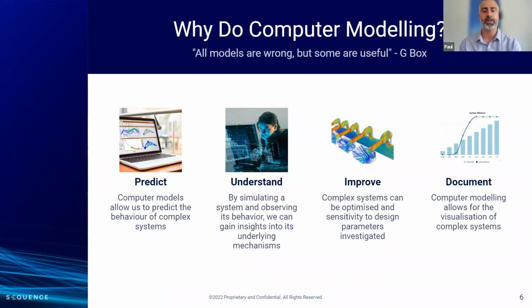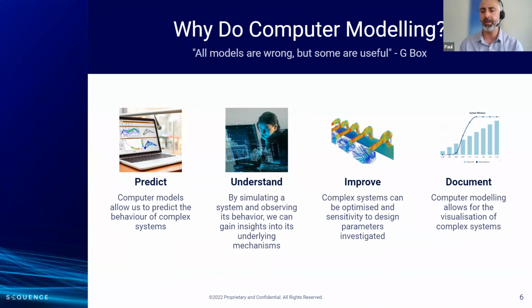That's really important because it allows you to understand what's happening in your system, which leads to the next step. Without understanding something, it's very, very difficult to improve it. So computer modeling allows us to optimize or improve our systems, to check sensitivity of the performance of the system to whatever design parameters might form a part of that system, and ultimately gain confidence that the system is fit for purpose or performing adequately.